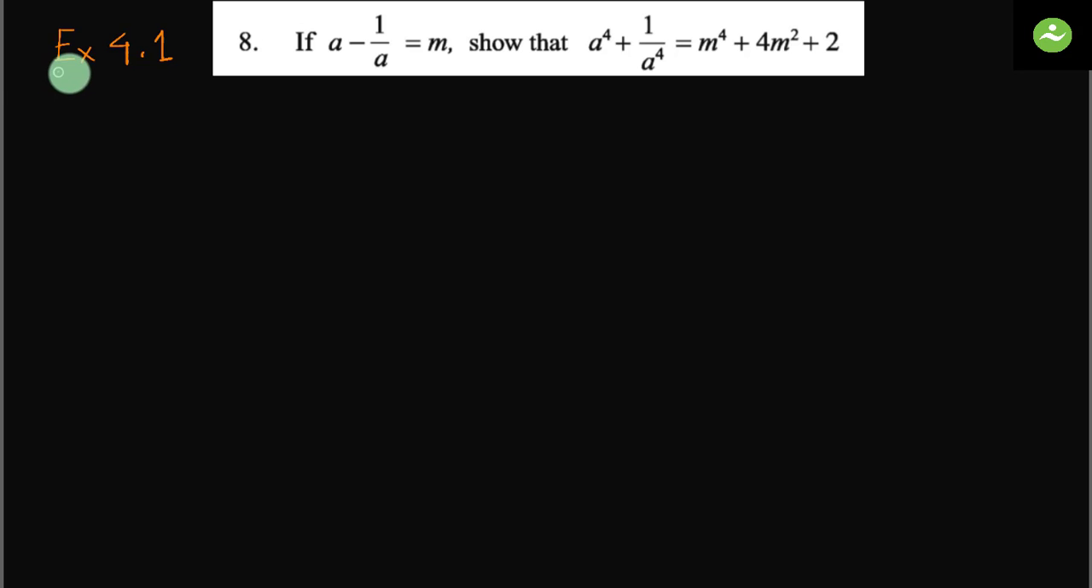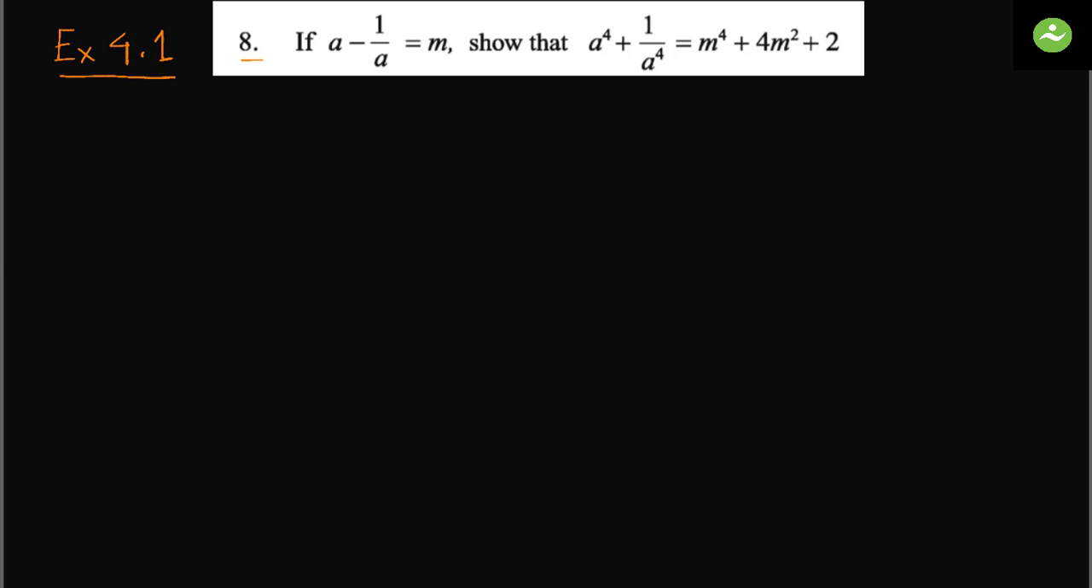Math, exercise 4.1, question number 8. If a minus 1 by a equals m, show that a to the power 4 plus 1 by a to the power 4 equals m to the power 4 plus 4m square plus 2. We have to prove that this left hand side equals the right hand side. Let's write the left hand side.